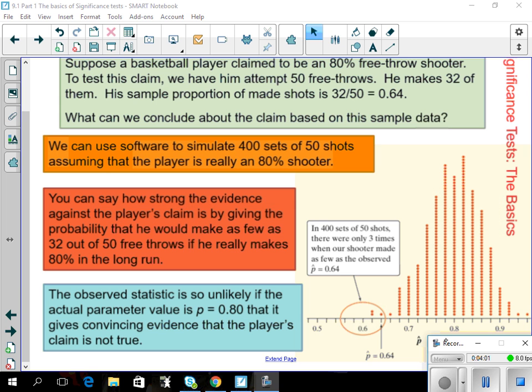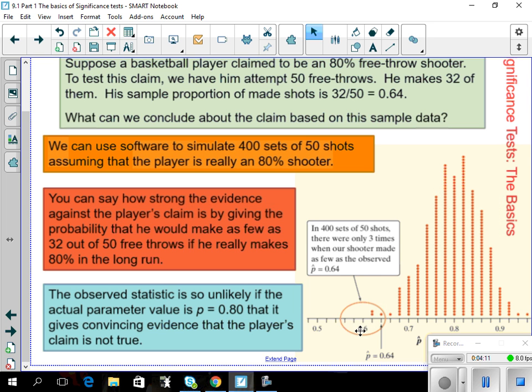So we can say how strong the evidence is against the player's claim by looking at the probability that he would make as few shots as 0.64. If you look at the distribution, there's only like 1 or 2 down here. Do you agree?